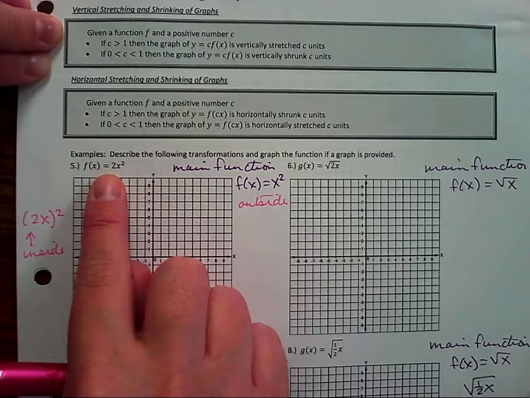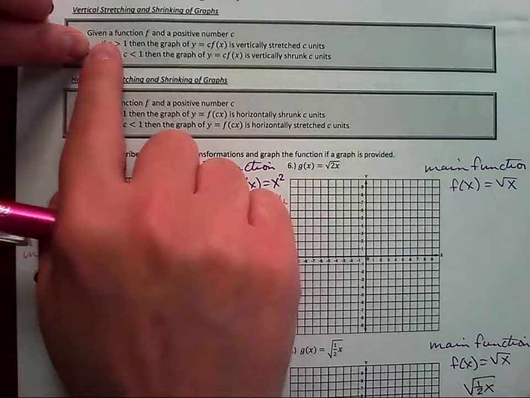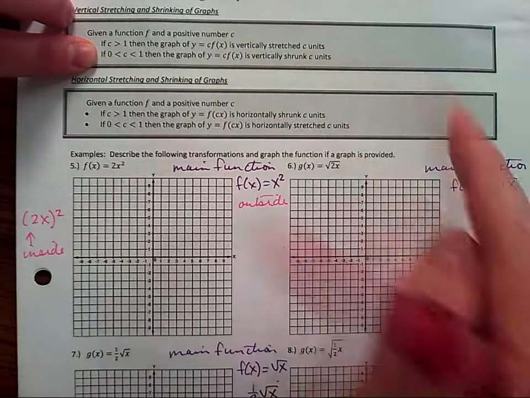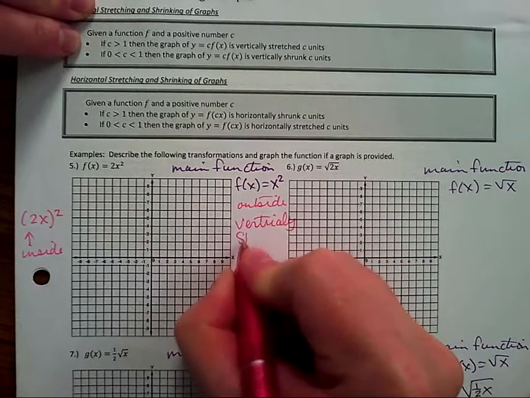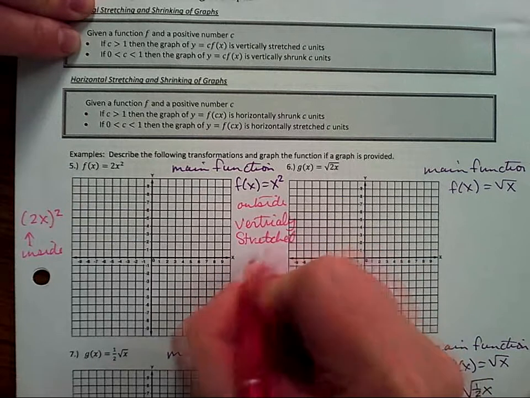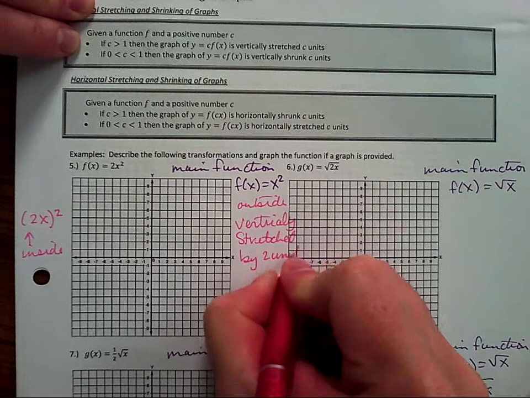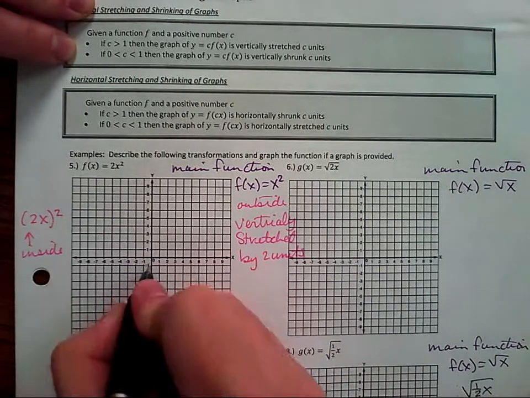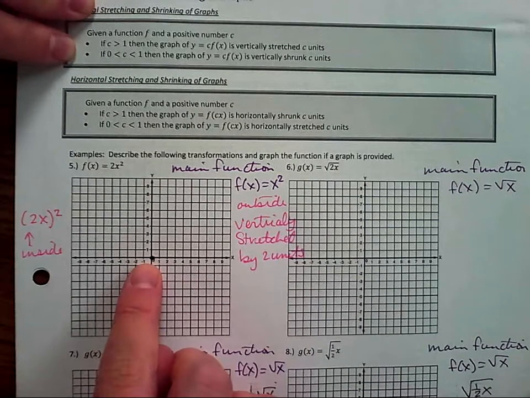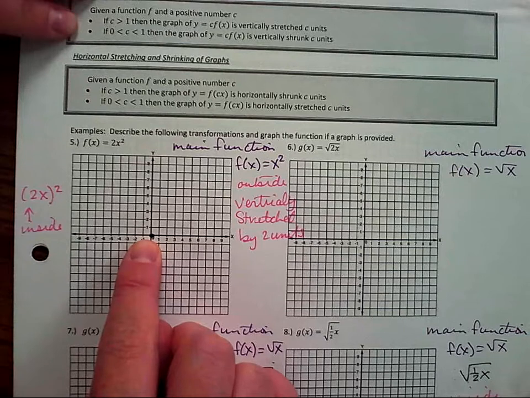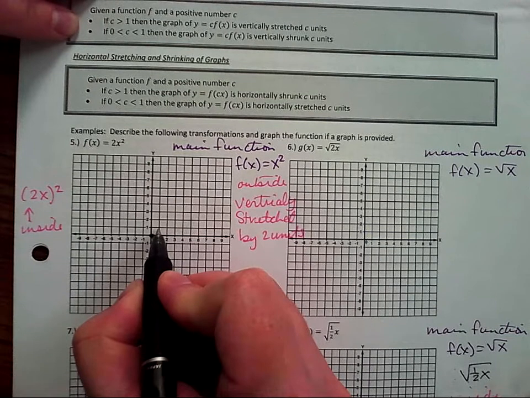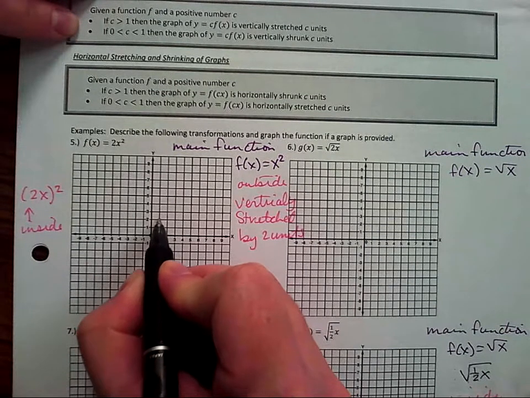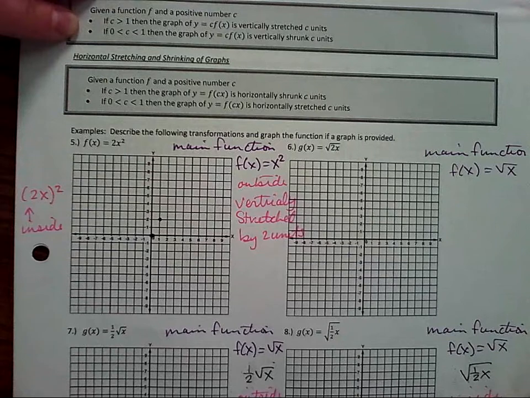So that's a vertical stretching or shrinking. 2 is greater than 1, so it's the first one. So it's vertically stretched by 2 units. So again, for y equals x squared, 0, 0 is a point. What's another point? So if I'm vertically stretching by 2 units, the point 1, 1 goes to what? 2, over 1 up 2, right?